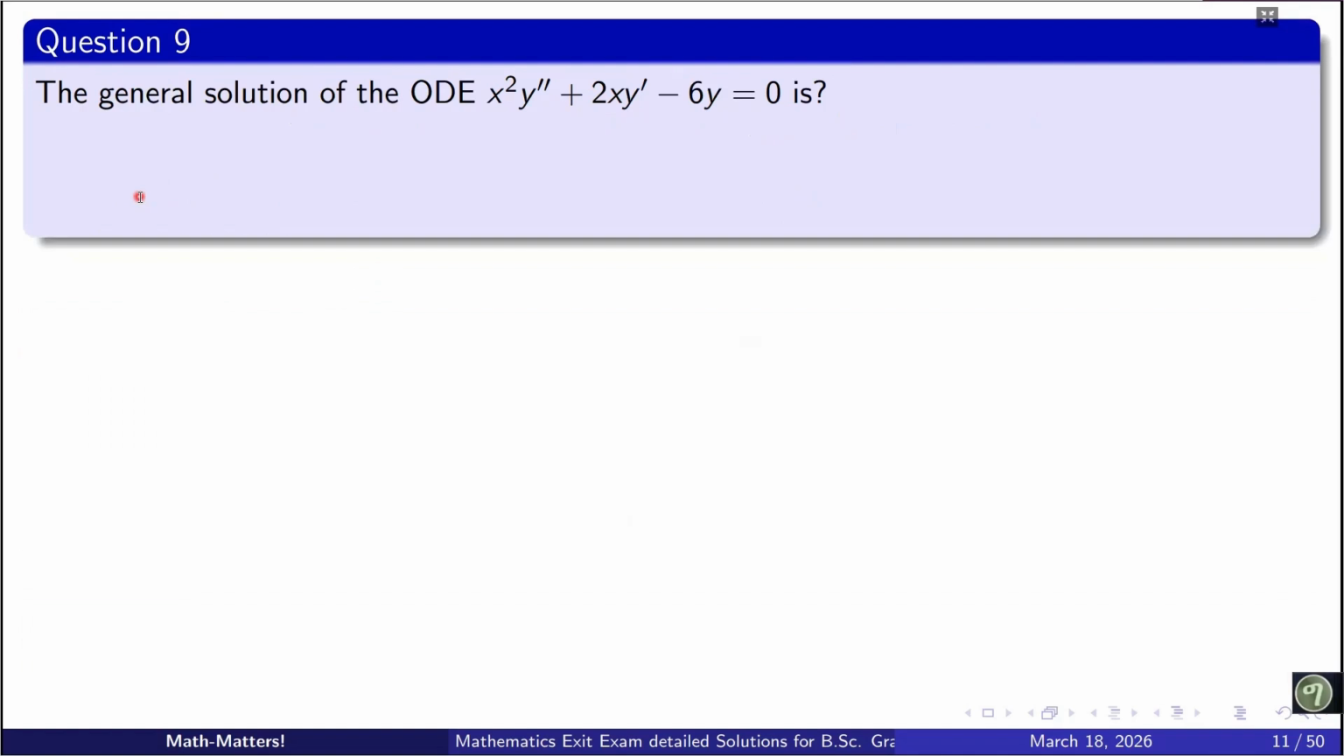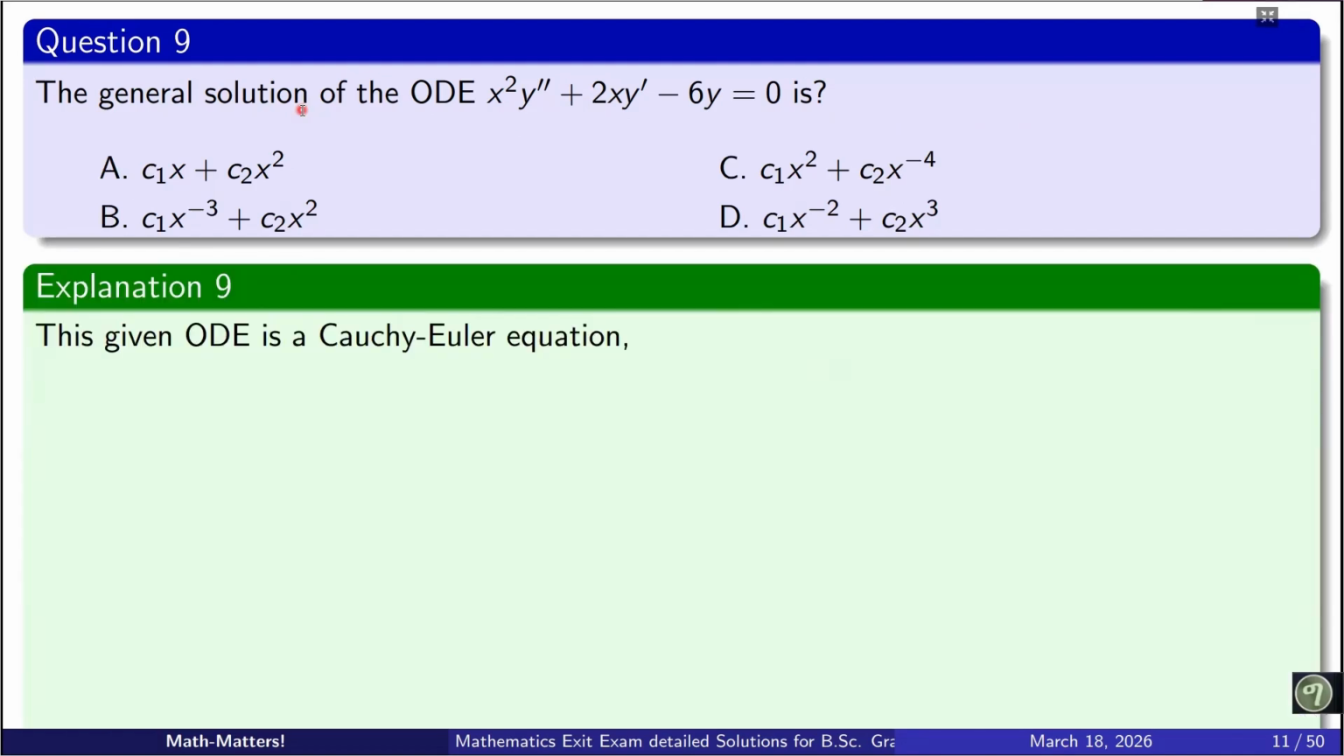Next question: the general solution of the ordinary differential equation x squared y second derivative plus 2x y derivative minus 6y is equal to 0, which is similar to the previous one, but here we are asked to find the general solution. Therefore, the given ordinary differential equation is a Cauchy-Euler equation again, similar to the previous one.